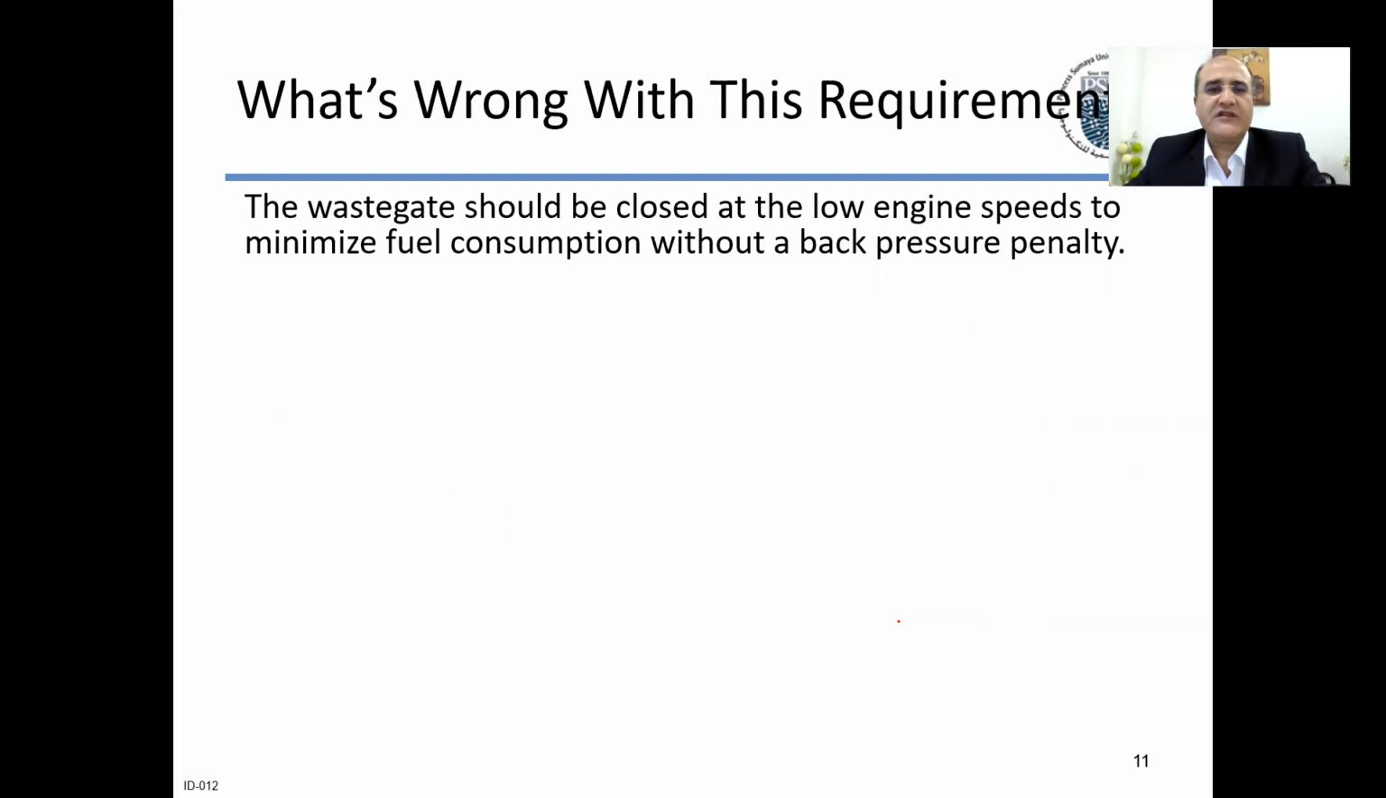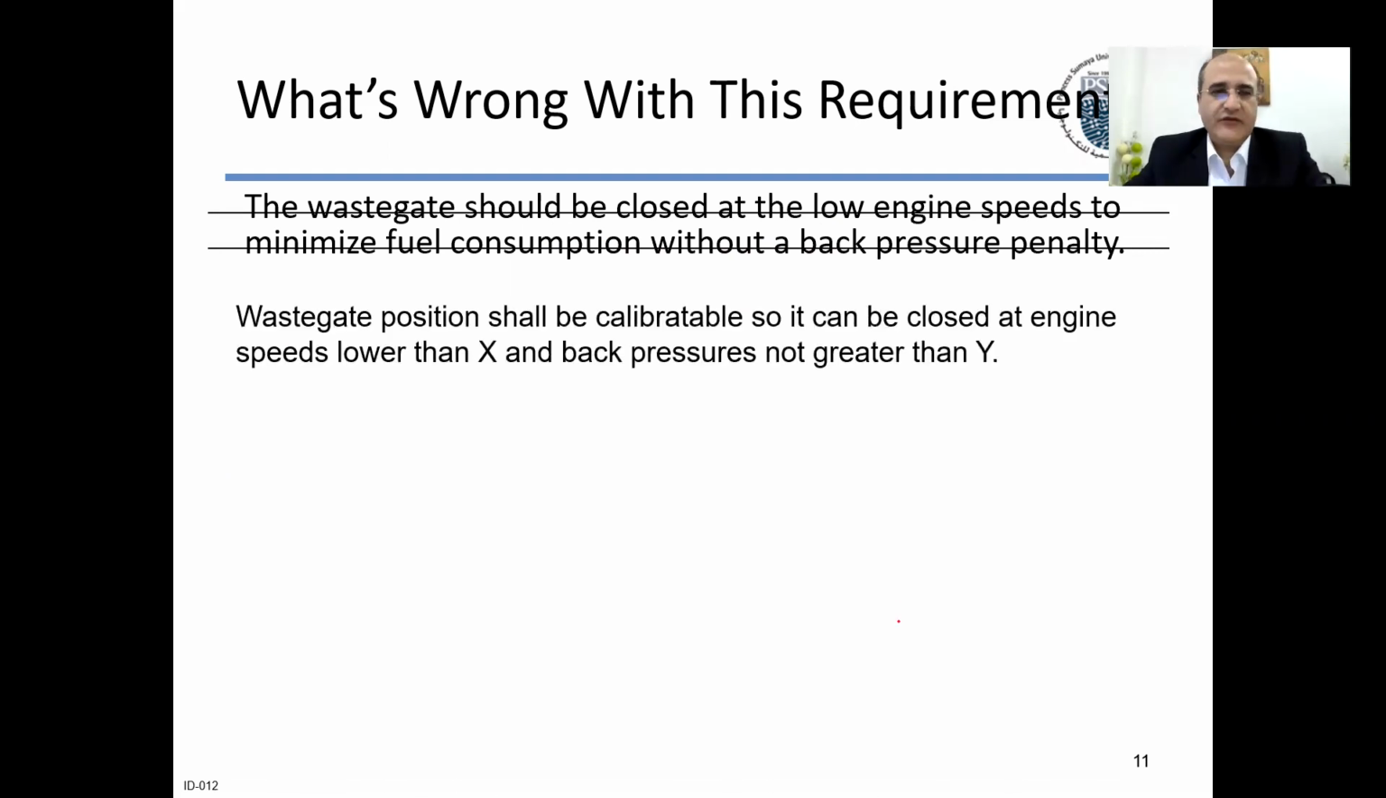An example: the wastegate should be closed at the low engine speeds to minimize fuel consumption without a back pressure penalty. This is a bad statement for a requirement. This is a suggested better statement. For example, a wastegate is a gate in the turbo of a vehicle turbocharger. Wastegate position shall be calibratable by the calibration engineer, so it can be closed at engine speeds lower than X and back pressures not greater than Y. So you gave measurable, quantifiable requirements.